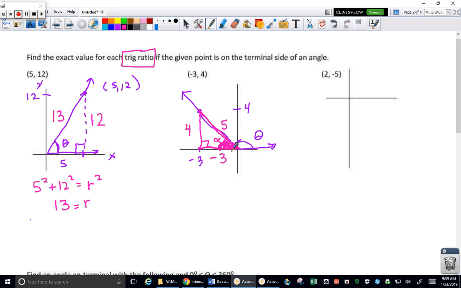Okay, it's important that when we're in the second quadrant, we remember that the x value is negative. The y value is positive, and the radius will always be positive. Okay, so we can write down our 3 easy trig ratios, the sine, the cosine, and the tangent. So the sine of our reference angle, sorry, that should not be theta, that should be alpha.